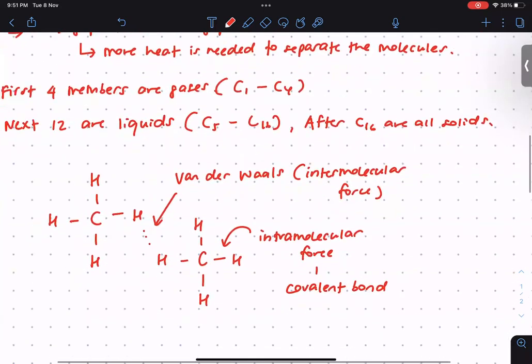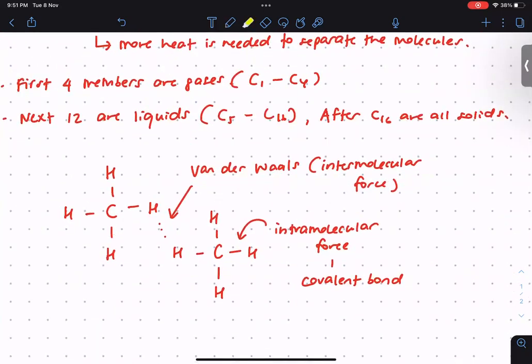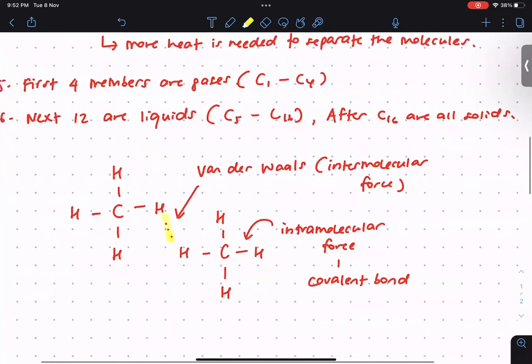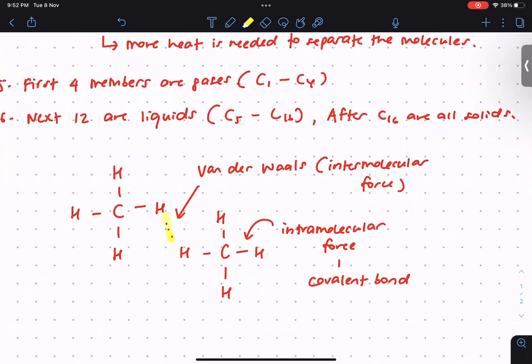All right. So when we are breaking the bonds, we're breaking this part over here. We're not breaking anything else. We're breaking that one. This one is very hard to break, so we're not breaking those. We are breaking the intermolecular force when we heat them up.